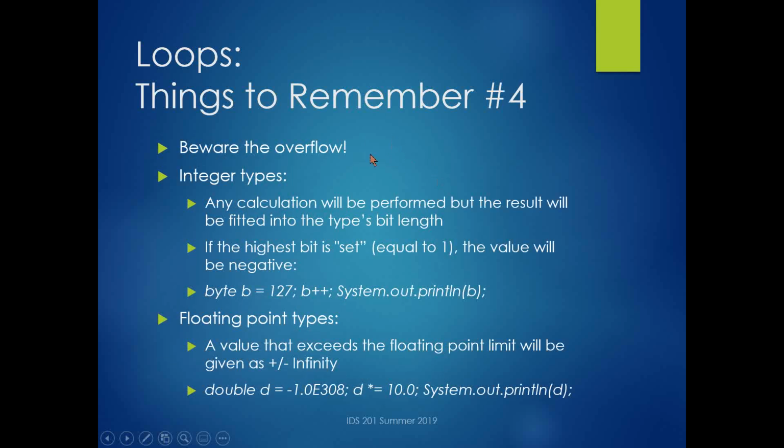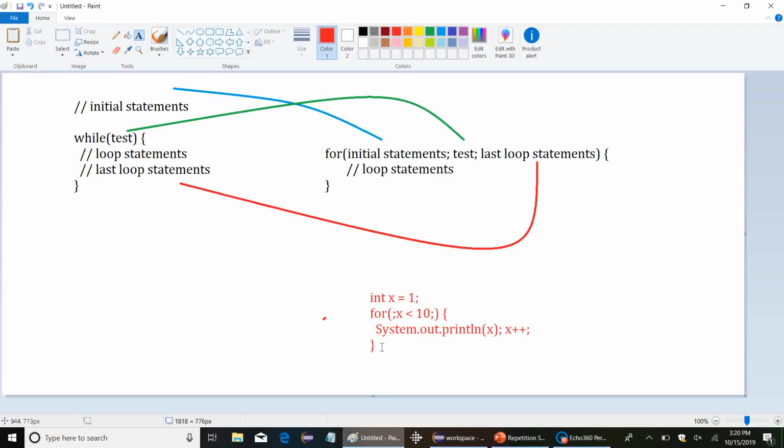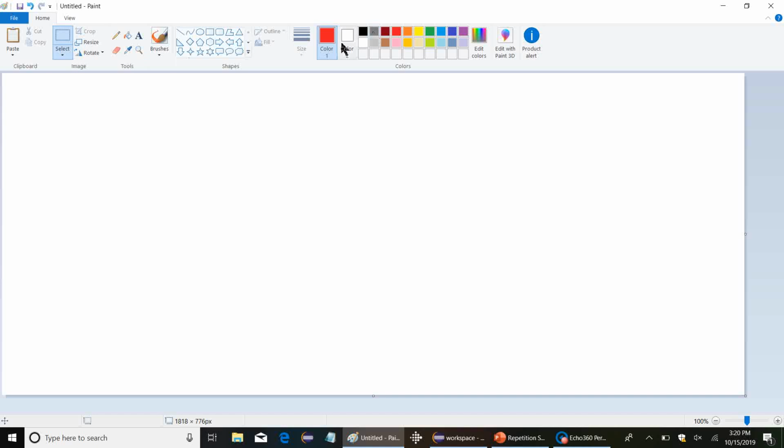Last thing, number 4, beware the overflow. If you're talking about integer types and you add numbers to it or do some multiplication, the calculation will be performed, but the result gets fitted into the type's bit length. And remember, for all signed integer types in Java, the highest bit is the sign bit. If the highest bit is set, the value will be negative. For example, the highest positive value for a byte is 127, which corresponds to, in binary, this.